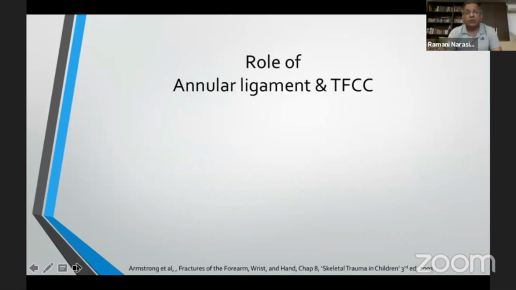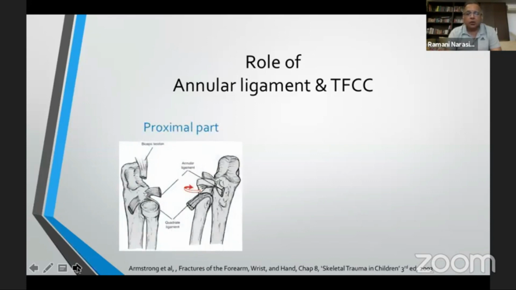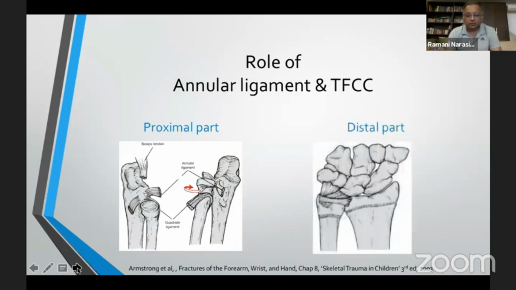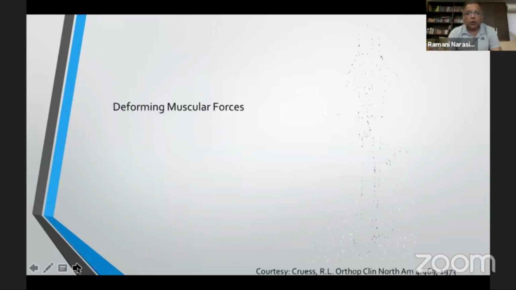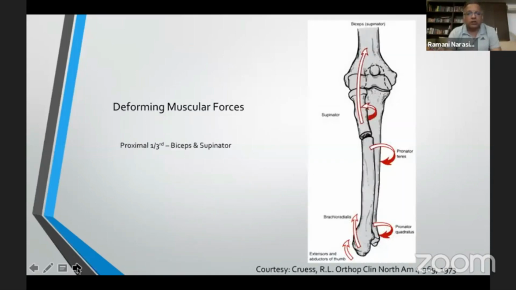We have to realize the importance of the annular ligament, especially in the proximal fractures, and the role of the triangular fibrocartilaginous complex in the distal fractures. Then we also have to talk about the deforming muscular forces. In the proximal third, the biceps and supinator are very significant. In the middle third, pronator teres comes into play, and in the distal third, brachioradialis is important.